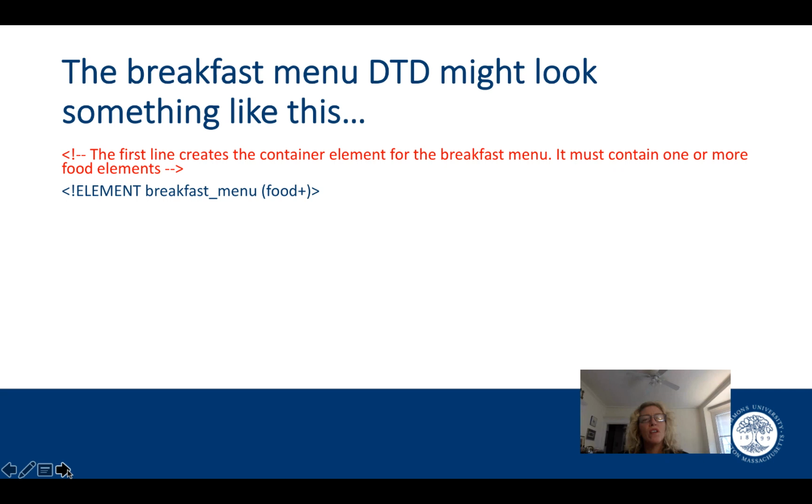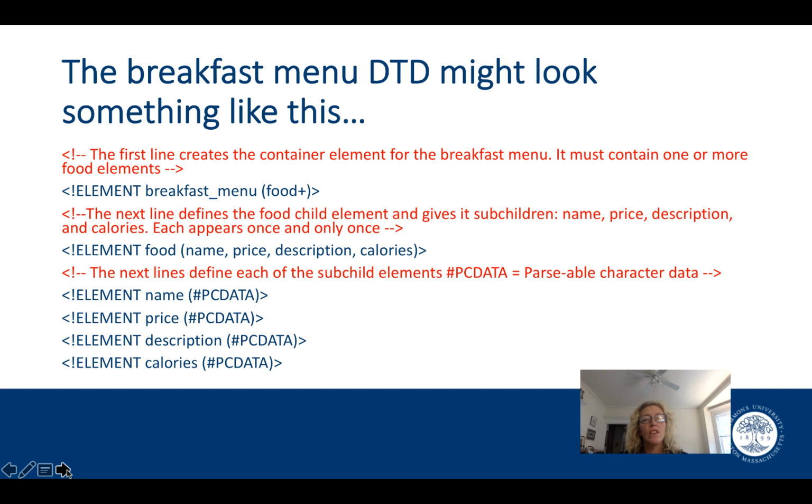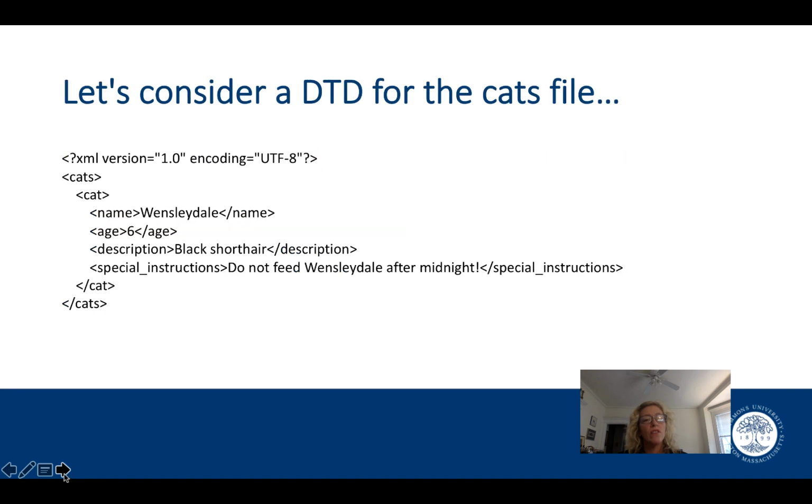So the first line creates the container element for the breakfast menu, and it must contain one or more food elements. The next line defines the food child element and gives it subchildren. So we've got name, price, description, and calories, and each only appears once. The next lines define each of the subchild elements. #PCDATA just means parsable character data. That's what that stands for. So here we have each of the subchild elements: name, price, description, and calories.